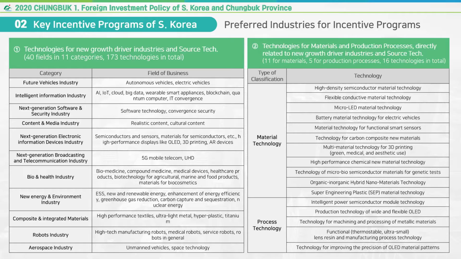First is new growth driver industry and source technologies such as future vehicles, intelligent information, bio and health industry. The other is technologies for materials and production process, directly related to new growth driver industries, for example, material technology and process technology. The firms in this business field will get the benefit of a higher upper limit for cash grant.